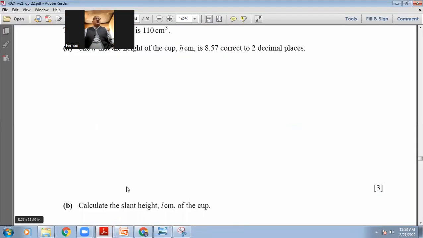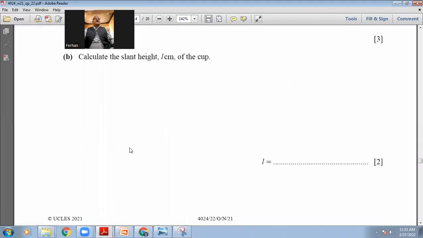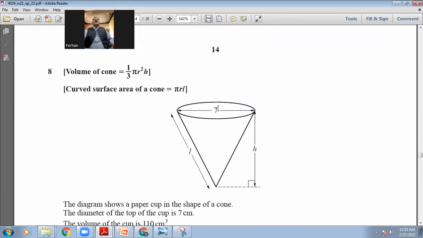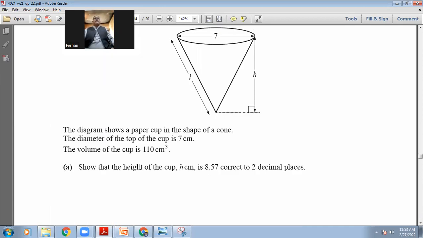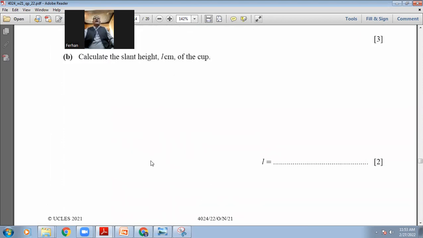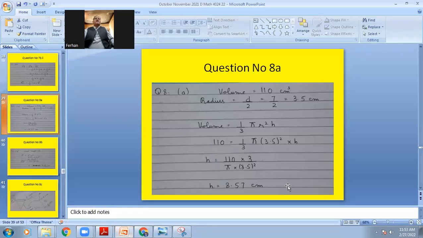Now calculate the slant height L of the cup, and you remember the slant height, the radius, and the h. This is your radius, this is your h, and this is your slant, and it's like a right angle triangle. So I can find the L value. I know the radius, I know the height. I will apply the Pythagoras, and I will be able to find the L value. That's the strategy to do that part. It's a 2 marks question.